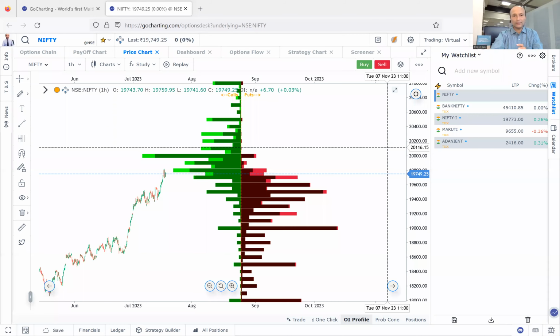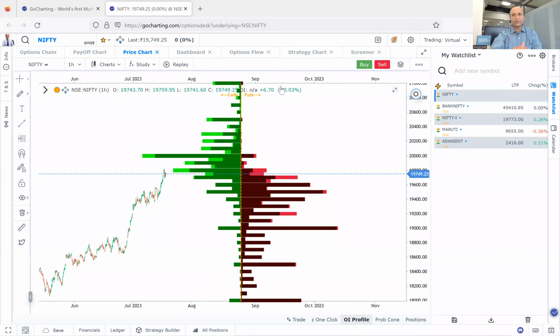यहां पर जस्ट अ सेकेंड, और ये है ओपन इंटरेस्ट प्रोफाइल. ये ओपन इंटरेस्ट प्रोफाइल आपको दिखेगा गो चार्टिंग के प्लेटफॉर्म पे. Are you able to see my chart here, every one of you?